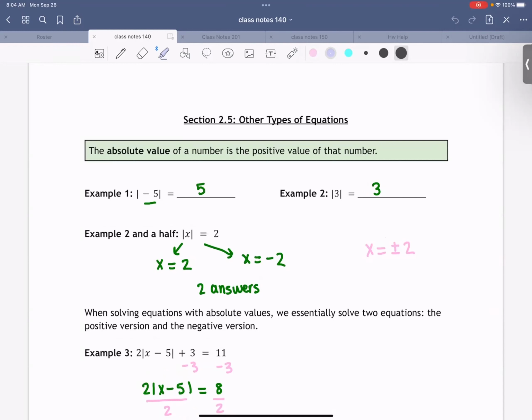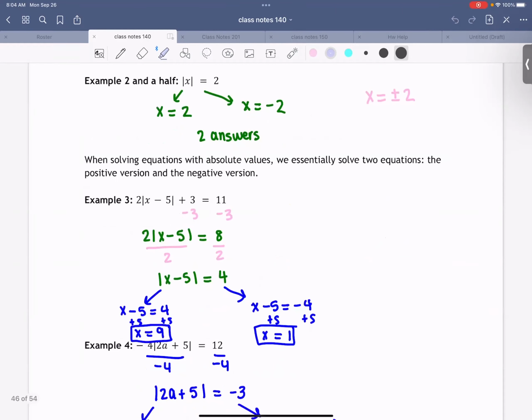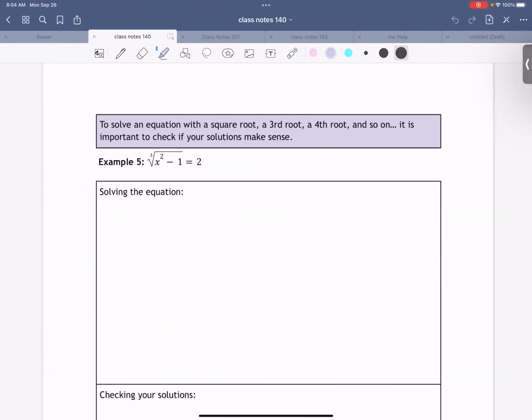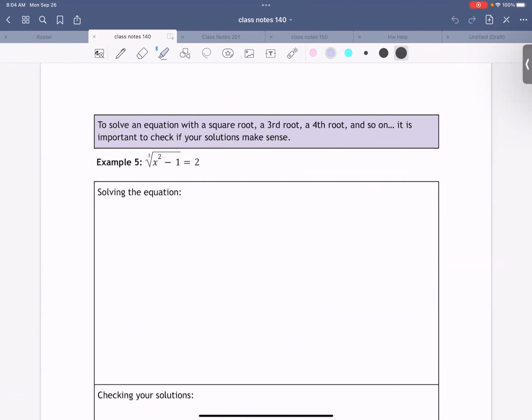that aren't like quadratics or linear equations, and they have weird things in them. The first thing that we looked at was the absolute value sign, which essentially just turns anything on the inside positive. Okay, so we learned how to do problems involving the absolute value sign. Now we're going to talk about a different type of equation that we haven't looked at before. And these are equations with square roots in them, or third roots, or fourth roots, and so on.